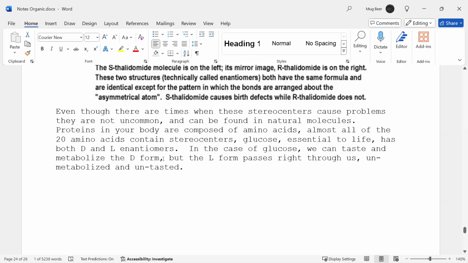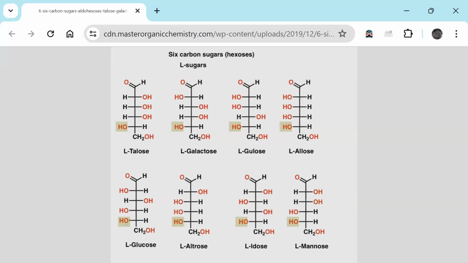Yeah, the L version of glucose it's not problematic in any way. It's just useless. You pee it out. And the interesting thing, it's got no taste. So for a long time, people have been trying to figure out a way to make one of these things that we can't metabolize, but also is sugary in its taste. So non-caloric sweeteners.